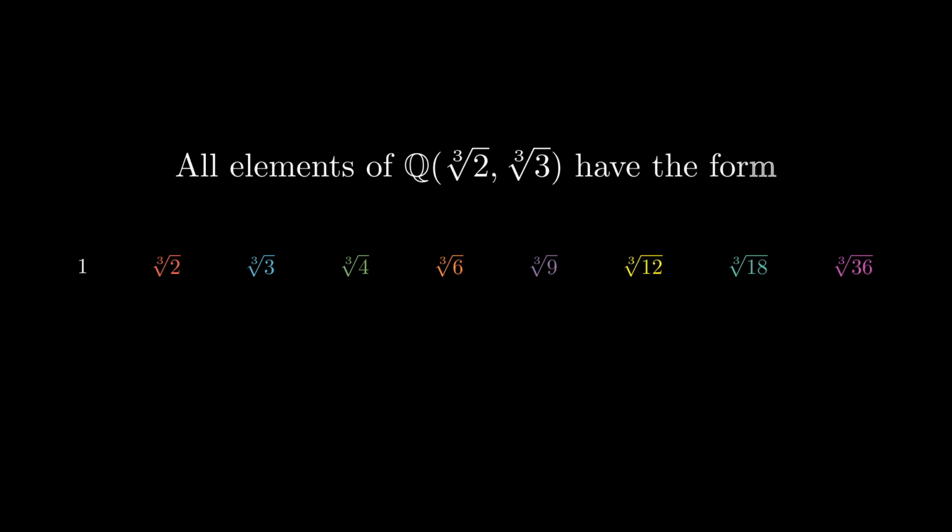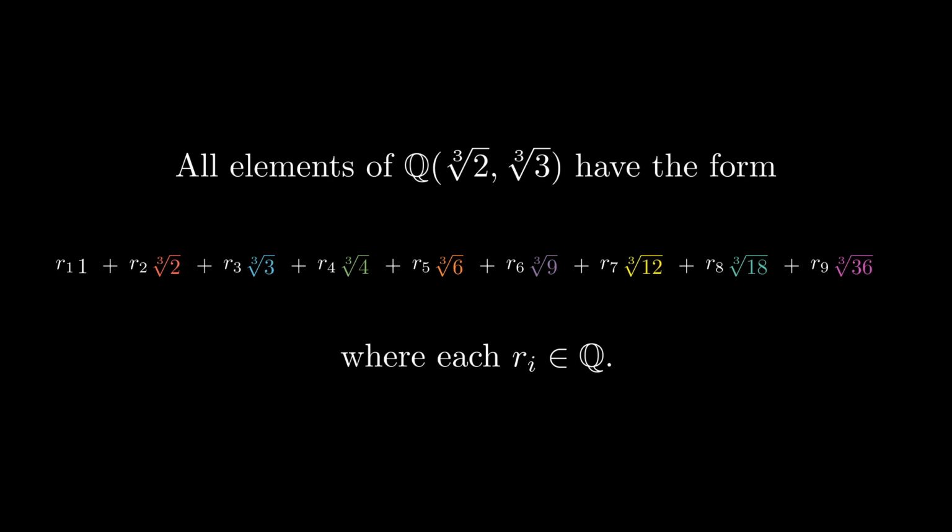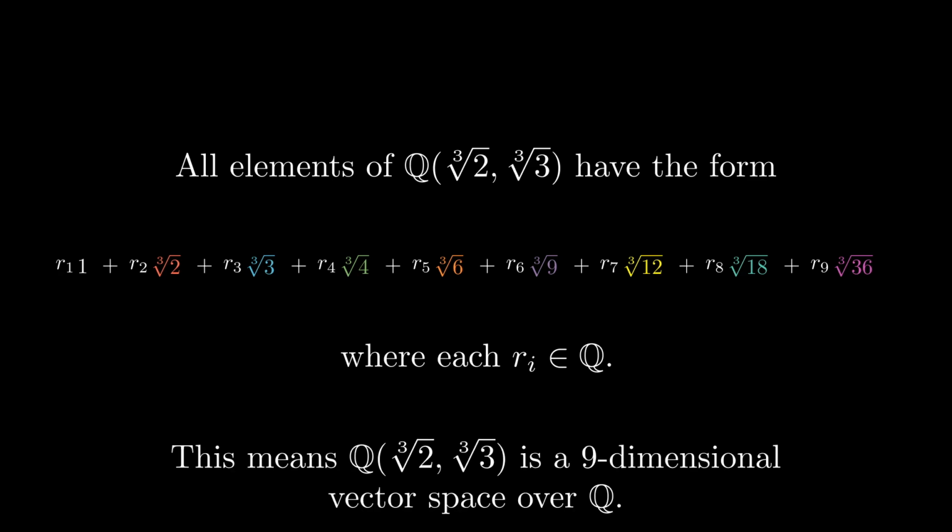Since we can add in a field, any element in this extension of the rationals looks like a sum of rational multiples of these 9 elements. Another way to say that is that this field is a 9-dimensional vector space over the rationals, and these 9 elements form a basis. Observe that each basis vector is a power or product of the cube root of 2 and the cube root of 3.